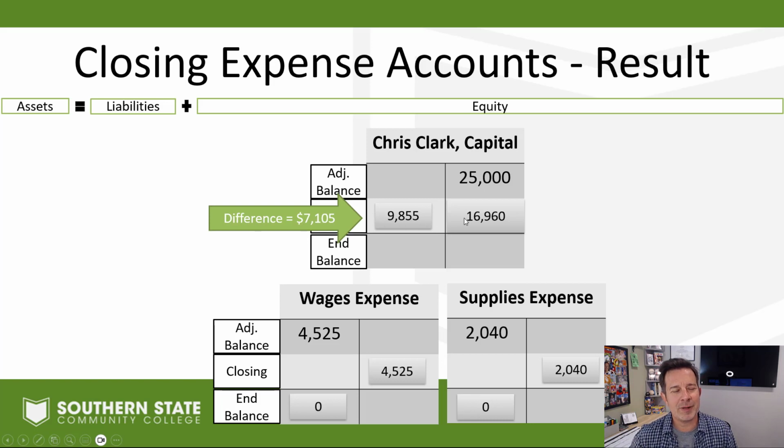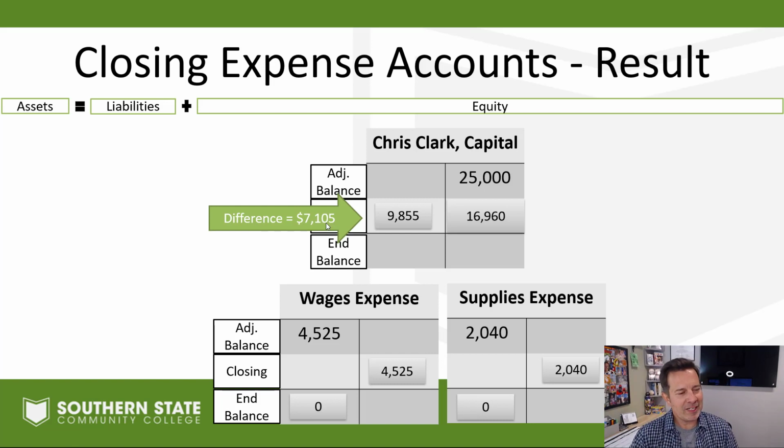I'm going to pause and think about this for a second. I dumped my revenue, I should say, in on the credit side of capital. And my expenses have gone in on the debit side when I closed it. And the difference was $7,105. I want you to think for a second. What does that difference of $7,105 represent? Pause and see if you can come up with it. And then I'll show you.